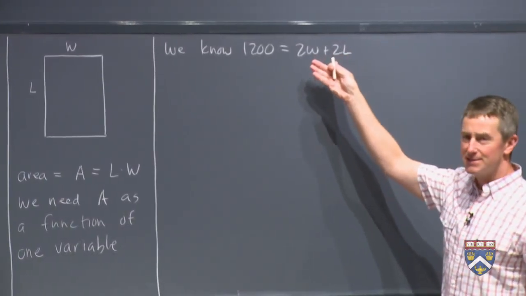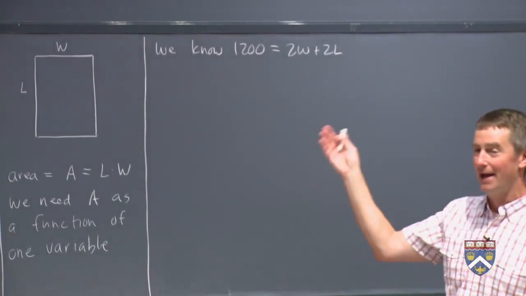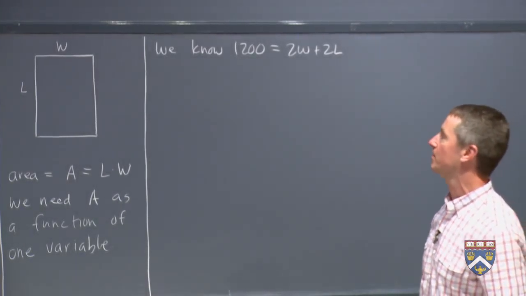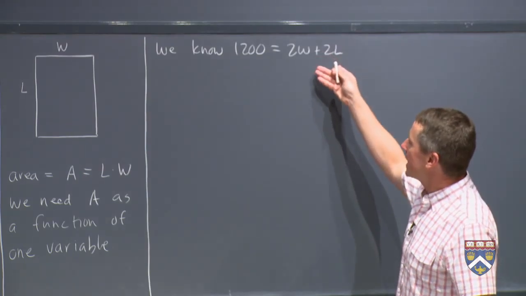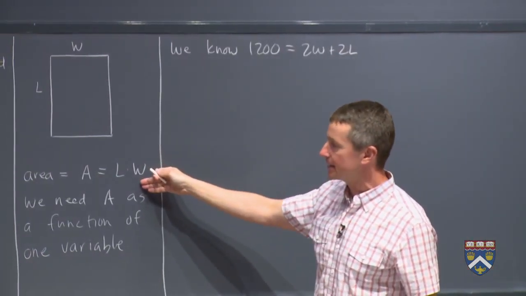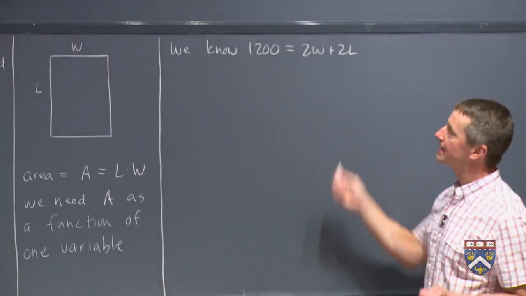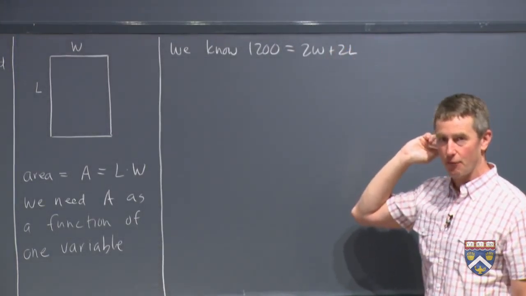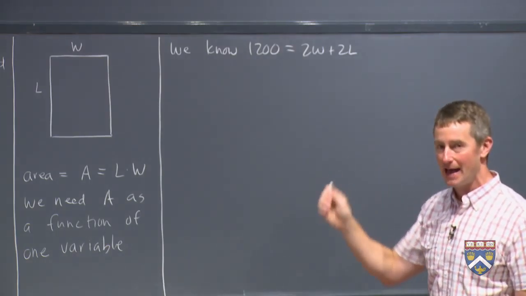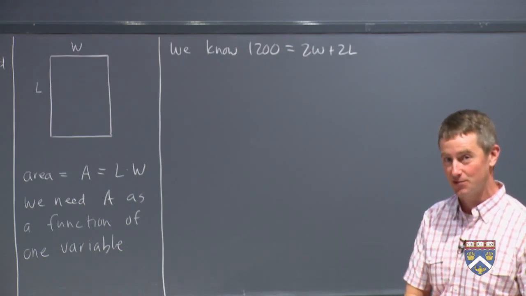So by using this, which sometimes is called the constraint, right? This is constraining you from building a pen that's as big as you want. You only have 1,200 meters of fence. This constraint will let us solve for one of these variables. We'll solve for one, and then stick it back into here, and then we'll have A as a function of just one variable. In almost every case, it'll be easier to solve for one variable than the other here, and you should spend 15 seconds deciding that now to save yourself 5 minutes of trouble later.